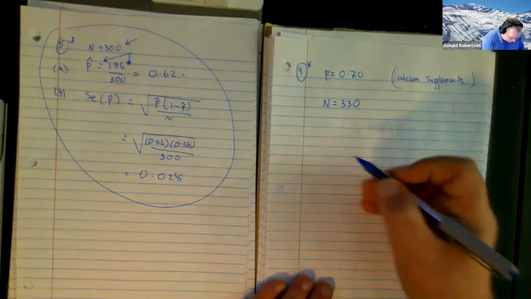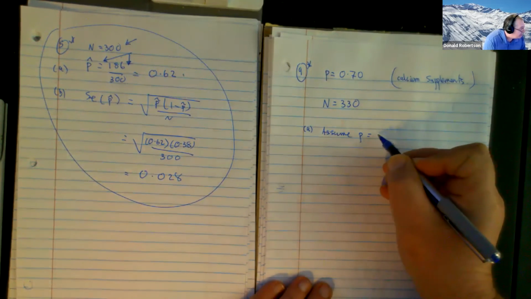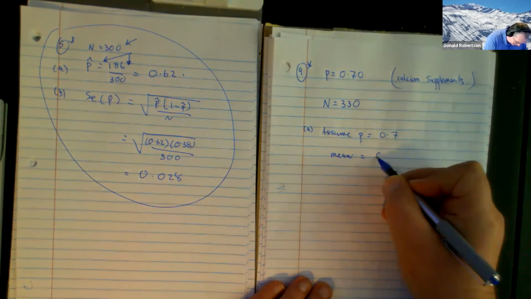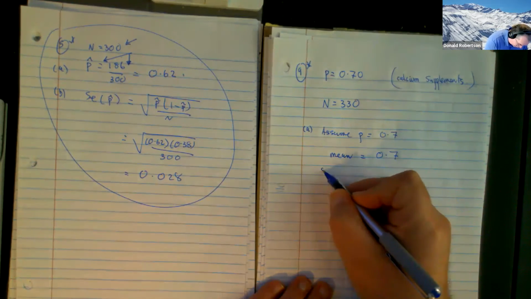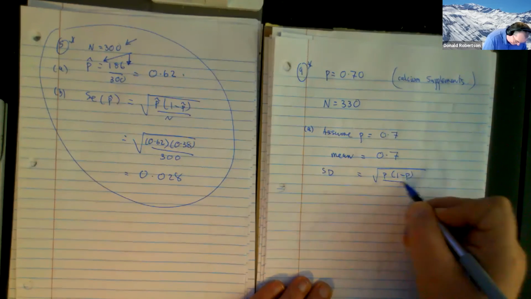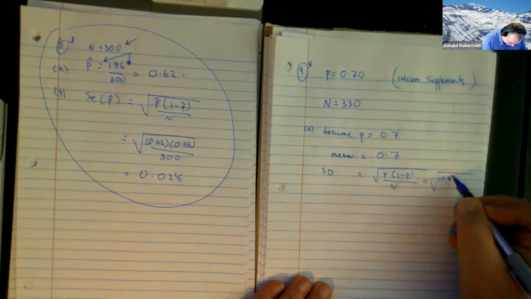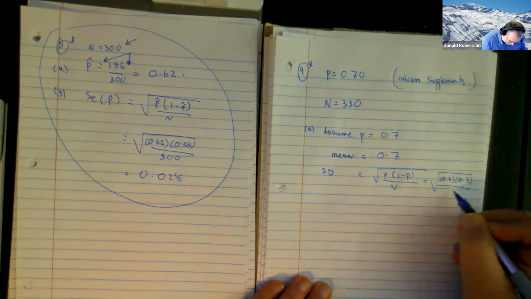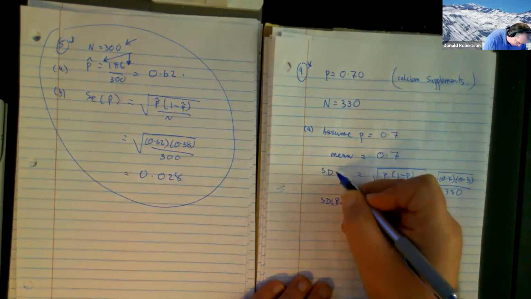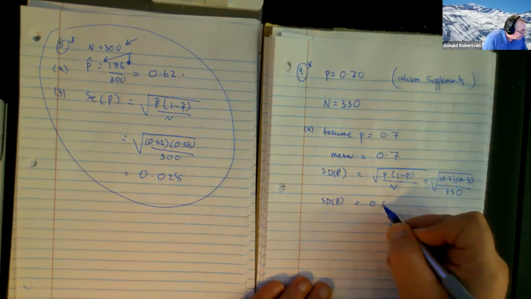It goes on in question A, and it says, assume that P is equal to 0.7. What would the mean of the sampling distribution be? It would be 0.7. And what would the standard deviation of it be? It would be that formula, which in our case is the square root of 0.7 times 0.3 over 330. And so the standard deviation would be, according to them, 0.0252.